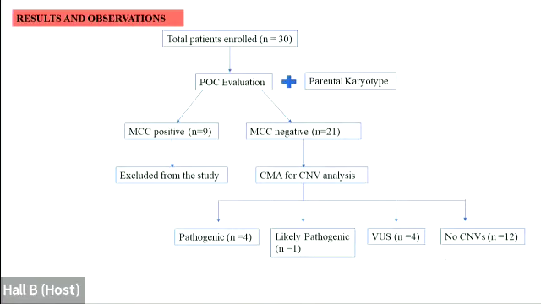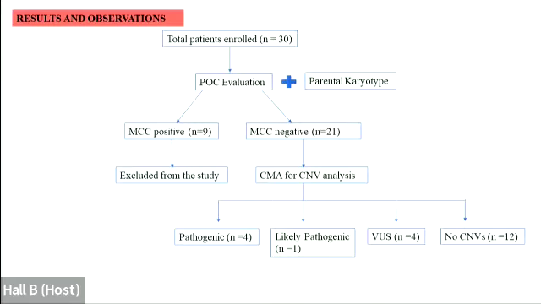So we recruited a total of 30 patients. The POC was evaluated, along with the parental karyotype. In 9 cases, we found maternal cell contamination, which could be due to different factors, such as the sample handling not being appropriate and there being more of the maternal part. So those samples were excluded.